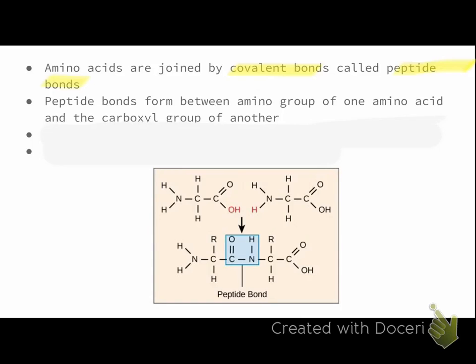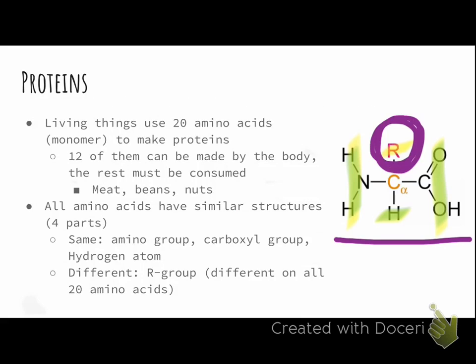So peptide bonds are specific types of covalent bonds. They're going to form between the amino group of one and the carboxyl group of another. So if you look back at this picture right here, next to my carboxyl side, I join to an amino. On this side there would be a carboxyl that would be joining to this amino group right here.